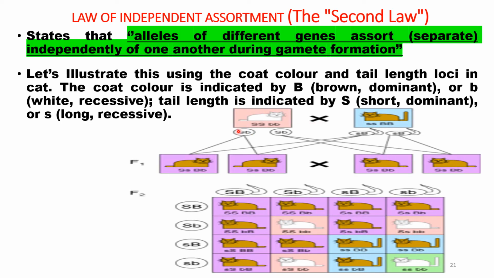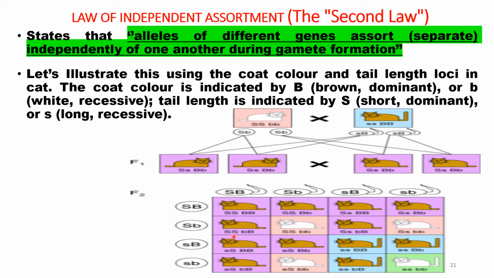So a cross between a short tail length and white cat and a long tail length and brown cat will give us an F1 of short tail length and brown cats. Now, when the F1 progenies are mated, you get these gametes that will be produced, and these are the F2 progenies.